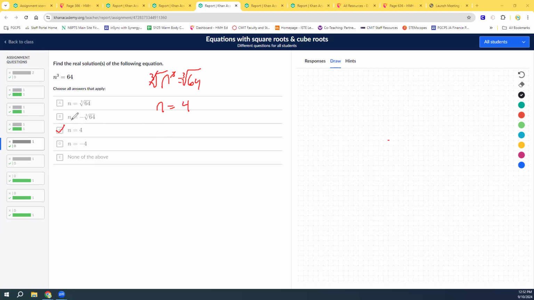And what about negative 4? Well, let's see. Would 3 negative 4s be 64? No, because 3 negatives would be a negative. So in the book, we talked about positives and negatives can both be the square roots, but that's not the same for the cube roots because 3 negatives is a negative. 2 negatives is a positive.